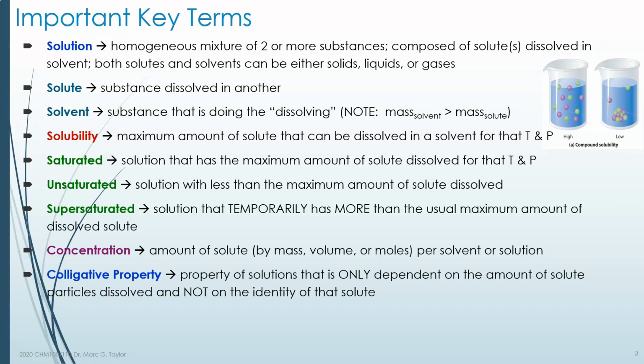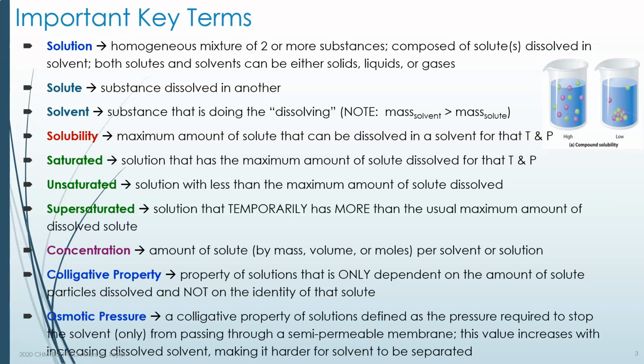Colligative properties are properties of solutions that depend only on how much solute is dissolved in the solvent. They do not depend on what the solute is, only how many particles of solute have actually dissolved. Now, some solutes will break up into more than one particle when they're dissolved, so we have to count the number of particles, but we're not really concerned with what those particles are when we're looking at colligative properties.